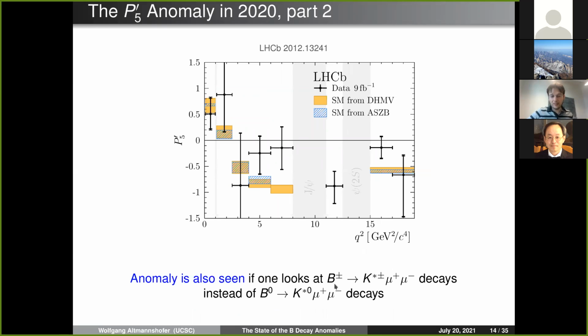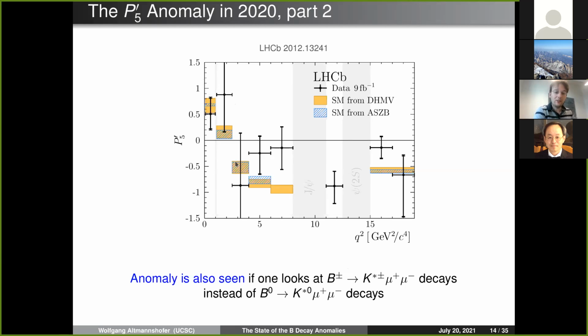So now you have a B plus or a B minus decaying into a charged K star and mu plus mu minus, and the charged K star can decay either into a charged pion and a neutral kaon, or a charged kaon and a neutral pion. And those neutral kaons and neutral pions are much more difficult to detect at LHCb. So there the efficiencies are much lower, the statistics is much lower. Therefore, these measurements have much larger experimental uncertainties.